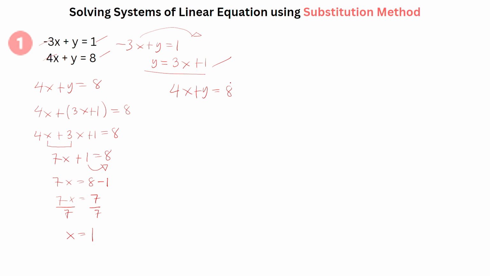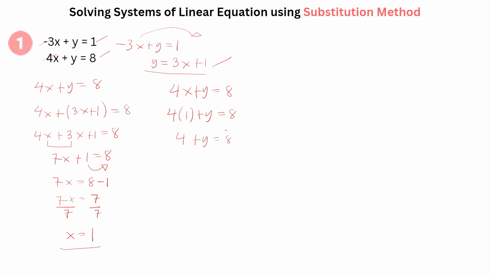What is the value of our x again? The value of x is 1, right? So now this time, instead of writing x here, I'll put here 1 and then plus y. We don't have yet the value of y. There you go. Now what do we do? Solve for y. What's 4 times 1? That is 4, and then plus y is equal to 8.